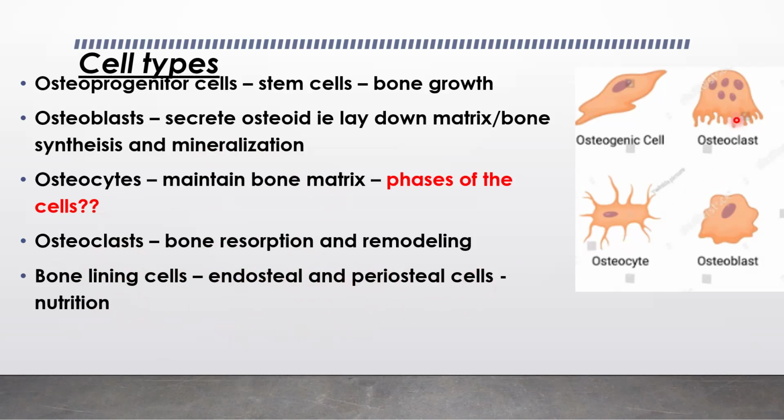At this point, you can appreciate that this is an osteoclast. They are usually multinucleated. You have osteogenic cells, the osteoprogenitor cells, and osteocytes. You can appreciate the cytoplasmic extensions, and then you have the osteoblasts at this point. These osteoblasts are the ones that will secrete matrix, and then they will give rise to the osteocytes.